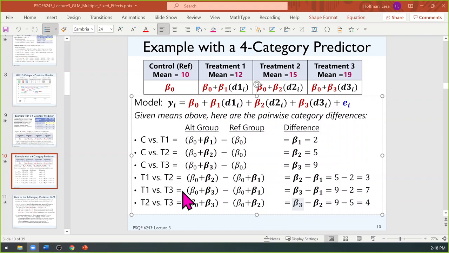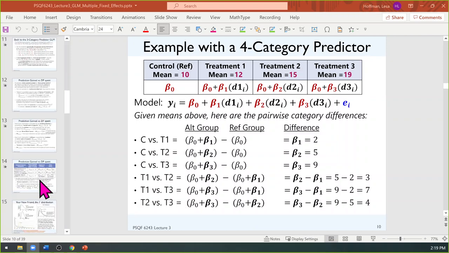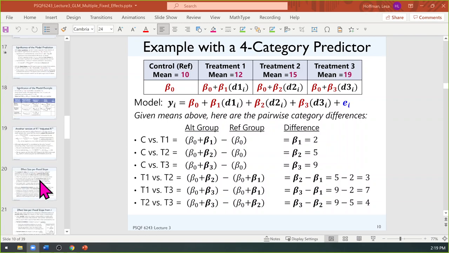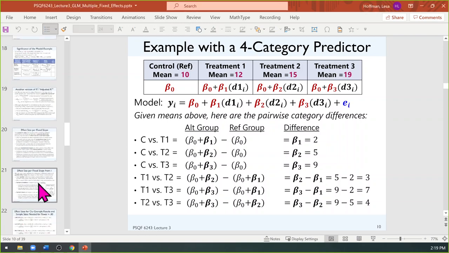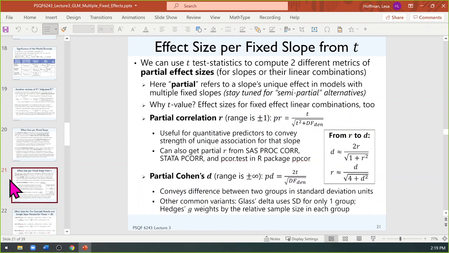Okay, so up to this point, you would be able to answer all of the questions with respect to predicted outcomes slash group means, predicted outcome differences slash group mean differences, and get significance tests for those as a function of the statements that you wrote or the model output. Now, the extra piece of that is effect size, and that is on slide 21. What I would like for you to do, and what I demonstrated in the handout, is how to use the t-test statistic that you get in your output and convert that to a d effect size.